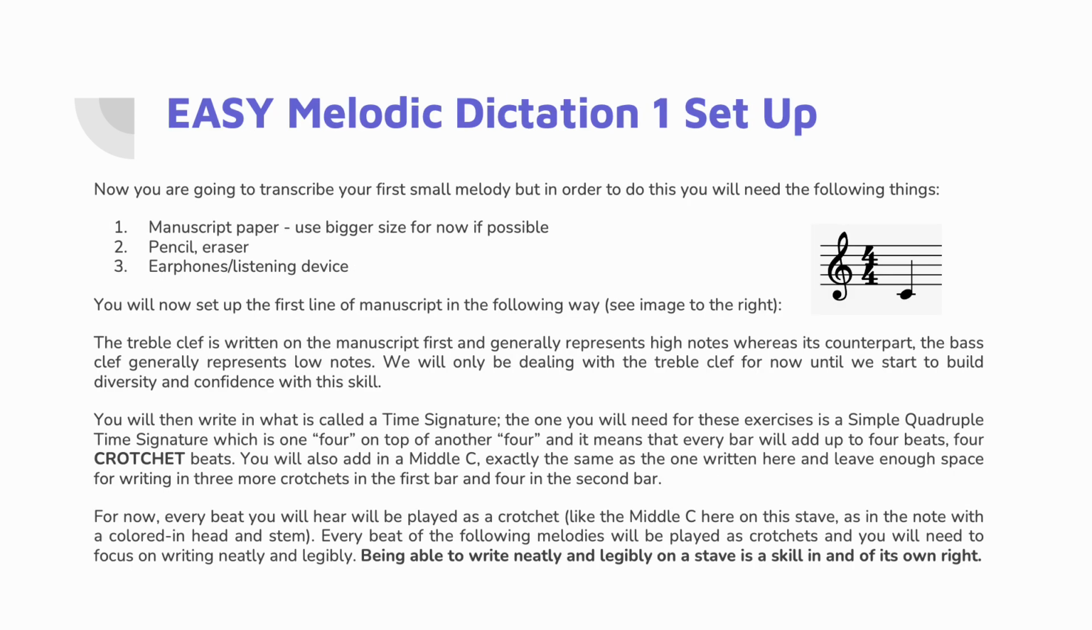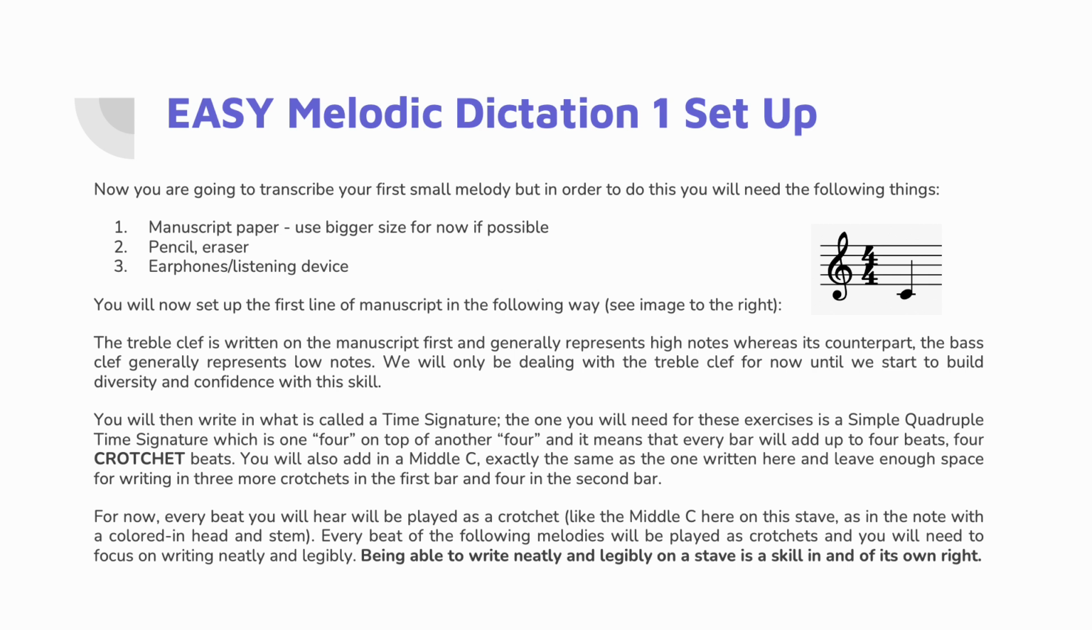Now you are going to transcribe your first small melody, but in order to do this you will need the following things: manuscript paper, pencil, eraser, earphones, or some sort of listening device. You will now set up the first line of manuscript in the following way. You need to add in a treble clef, a time signature, and middle C as a crotchet.